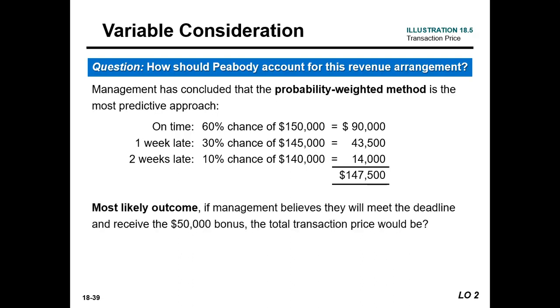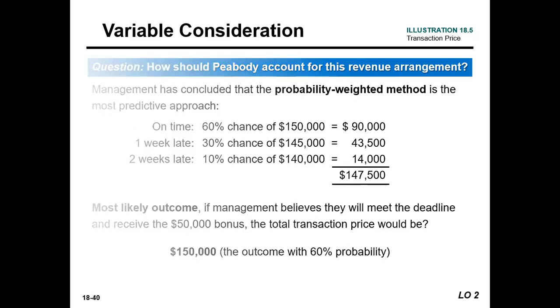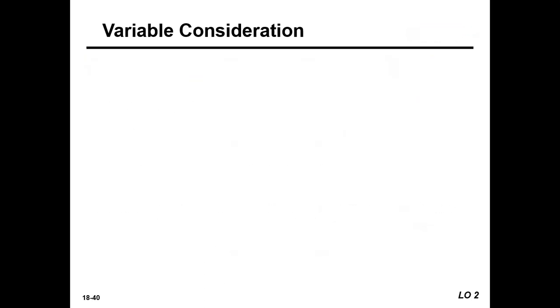So the most likely outcome, if management believes they will meet the deadline and receive the 50,000 bonus, the total transaction price would be 150 with the outcome of 60% probability, because that is higher.